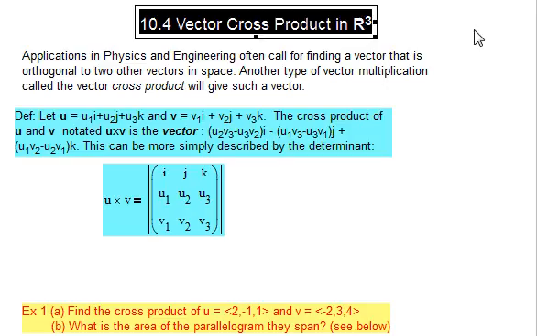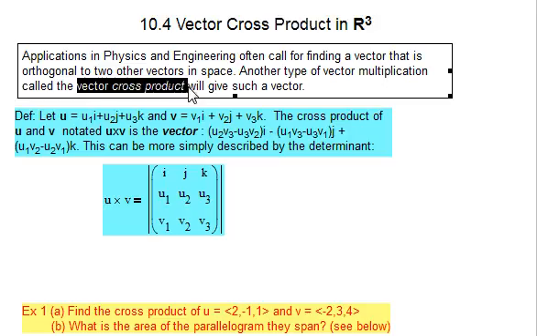Sometimes applications in physics and engineering call for finding a vector that is orthogonal to two other vectors in three-dimensional space. Another type of vector multiplication, called the vector cross product, will give us such a vector.